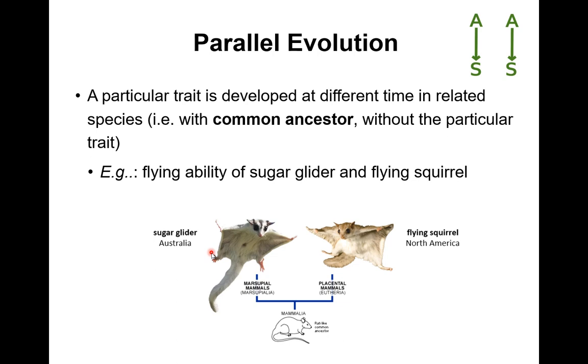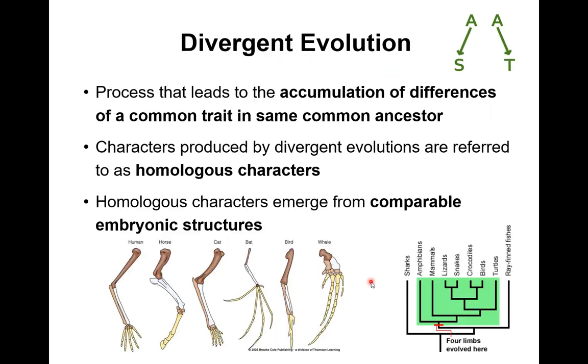However, this common ancestor did not have the ability to fly. It did not have the skin and hair flaps here, joining the forelimbs with the limbs on the back. So this character here is the product of two evolutionary events that happened in a parallel type of evolution in this case. The third type of evolution that can take place is referred to as divergent evolution.